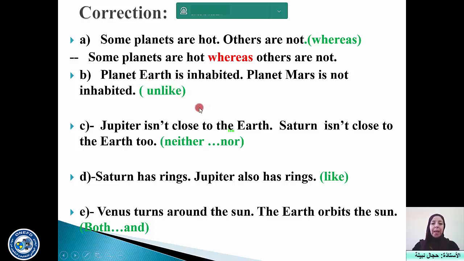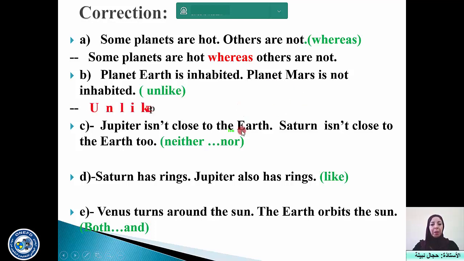The next one is and like. Well, it's easy to guess that it is about difference here. Now, how am I going to use it in the sentence? Planet Earth is inhabited, planet Mars is not inhabited. So this is one of the words that is used also to avoid repetition. So what is the word that is repeated according to you? It is inhabited. Okay? And what are the different words? Planet Earth and planet Mars.